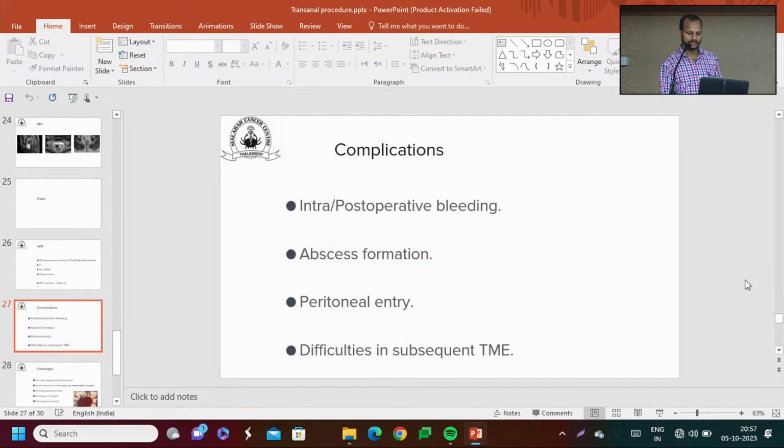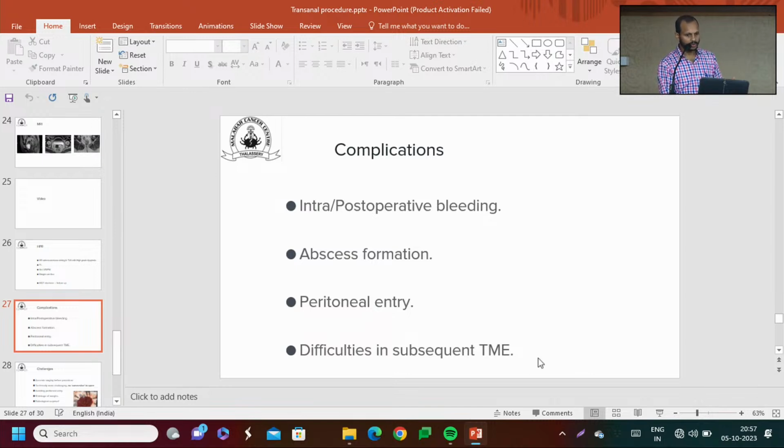And what are some complications which come across with this procedure? One is bleeding, next is abscess formation, and accidental peritoneal entry. So usually we do it after a very good bowel preparation. It is very important. We have to do this procedure only after very good bowel preparation. And in a well-prepared bowel, if there is no contamination, accidental peritoneal entry can be sutured and you can get away if there is no contamination to the peritoneum.